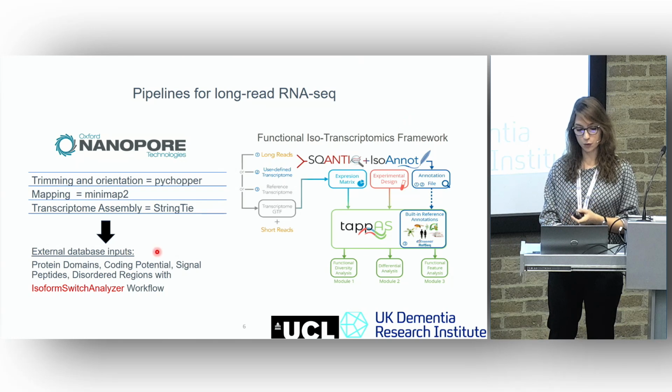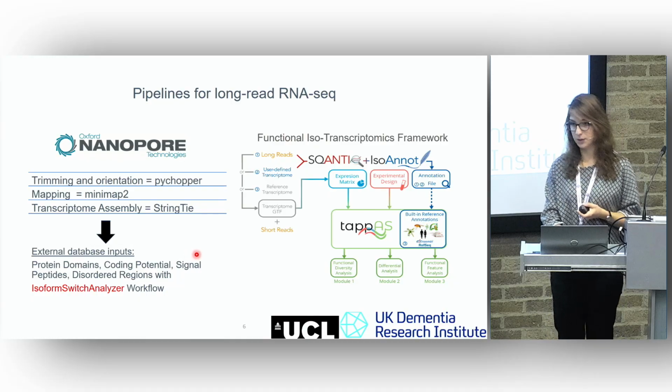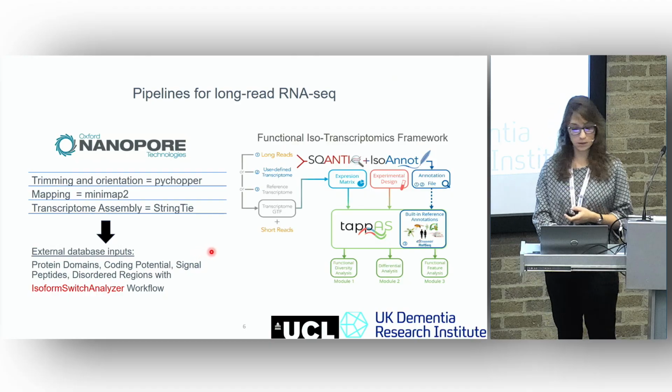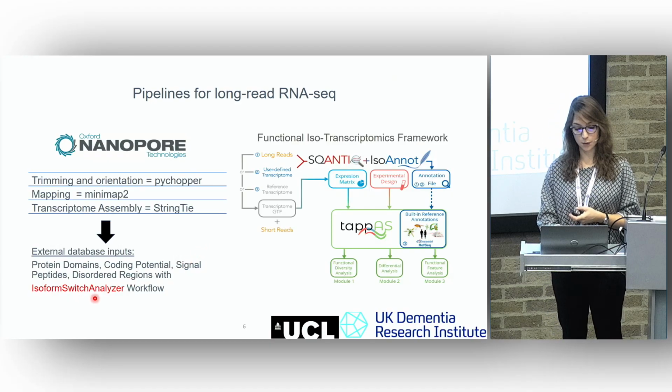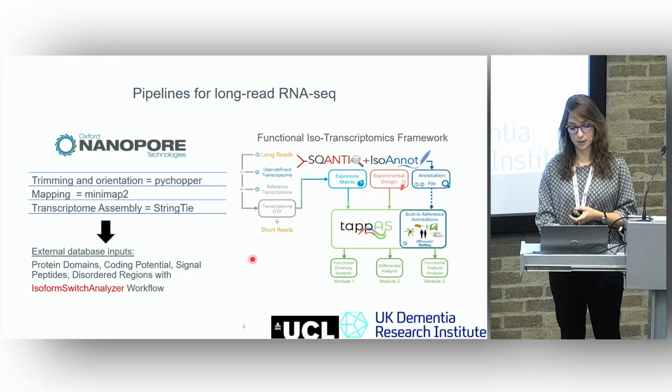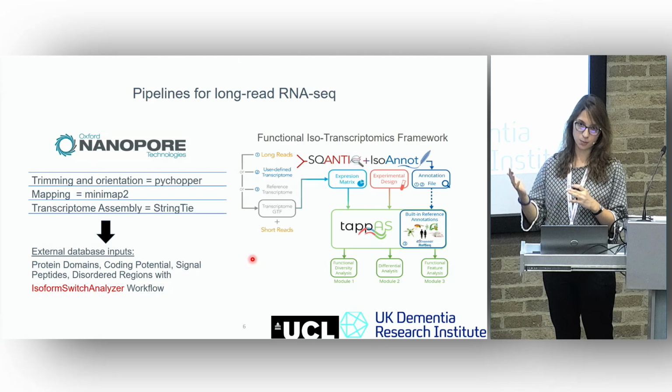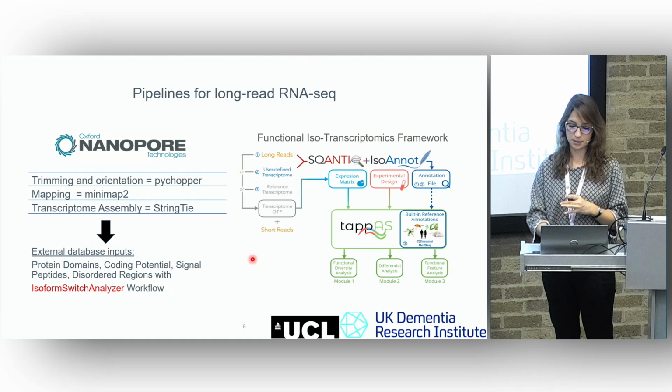And we have also used different tools. Those are used to identify protein domains, coding potential, signal peptides, and whether there are any disorder regions within the novel and known isoforms. And I have used isoform switch analyzer to also detect the proportions or the relationships between the isoforms. If one isoform is up, whether another one is down, etc.